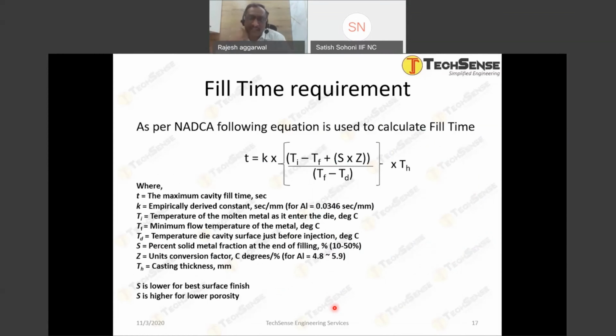Also, considering this basic heat transfer equation, the NADCA defines the fill time requirement with the equation shown over here. If you see this equation, it mostly consists of temperatures, some constant factors, the casting thickness, and some percentage solid metal fraction, die temperature, liquid metal temperature, and so on. So the fill time requirement is basically depending on the casting thickness and some temperature variables. So based on this casting thickness, we can see the fill time requirement.